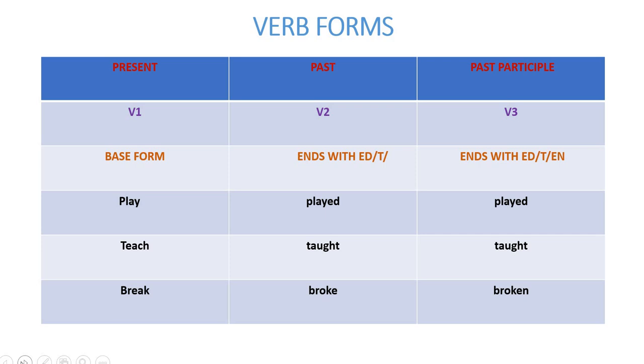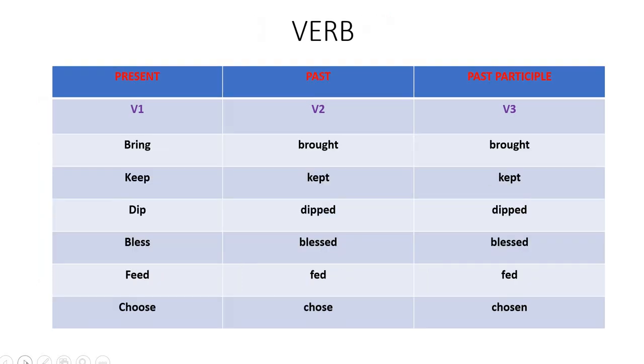Now take break. Break is a verb. It's a base form of the word without adding s or es. When we change that into past tense, it is broke, and in past participle form, it is broken. So all the three forms are different here for break. V1 form is break, V2 is broke, and V3 is broken. Again, break is an irregular verb where all the three forms of the verb are different.